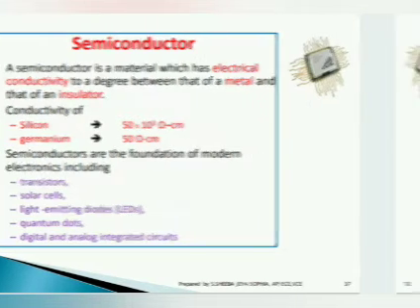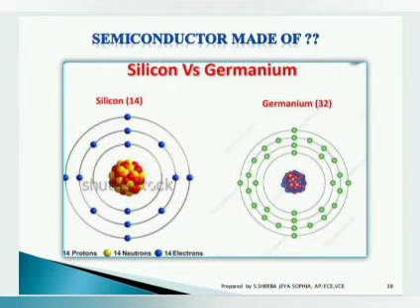What is this semiconductor really made of? It is mainly made of either silicon or germanium, and you can see the properties of silicon and germanium in this diagram.